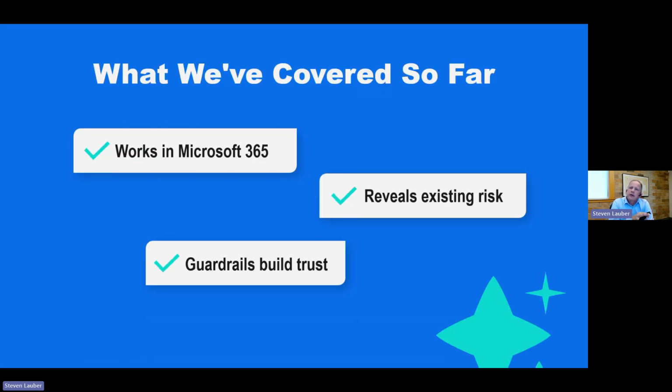So far, there are really 3 big ideas I want you to keep in your head. First, Copilot works inside Microsoft 365. It's not floating around off to the side. It's grounded in your environment. Second, most of the risk that we've talked about isn't created by Copilot. Copilot tends to reveal what already exists: access problems, oversharing, bad habits, and weak structure. And third, guardrails matter because they create trust. They make it possible to use this confidently instead of cautiously avoiding it.